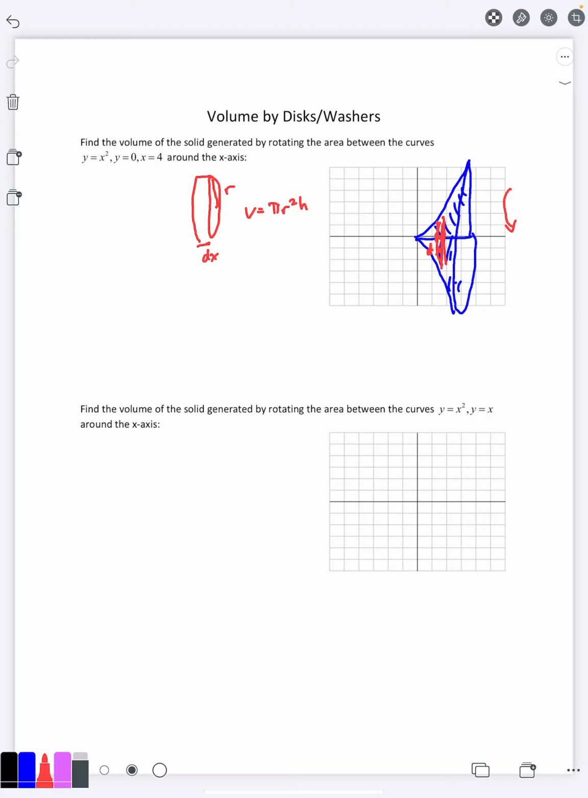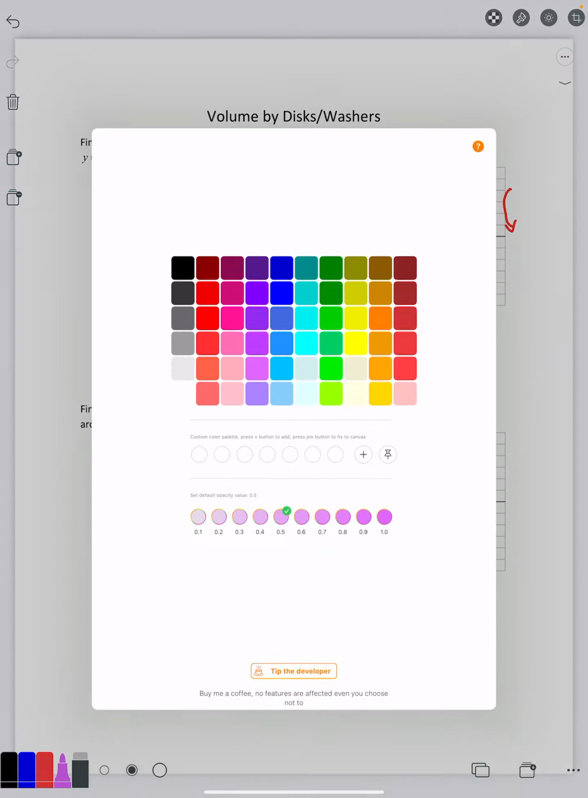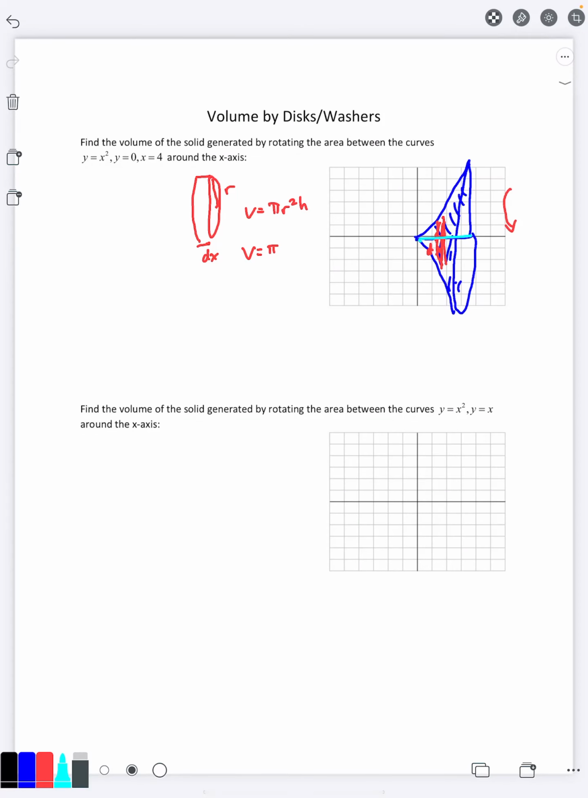So for a problem like this little miniature volume, what is my radius? My radius is going to be how far away from where I'm rotating to the edge of that shape. That's my radius. If you look at our picture here, the edge of that shape is at the top of my graph, which means your r is equal to the y value there. And we know y is equal to x squared, so my radius here is x squared. And then my height, my thickness of this, is my dx.